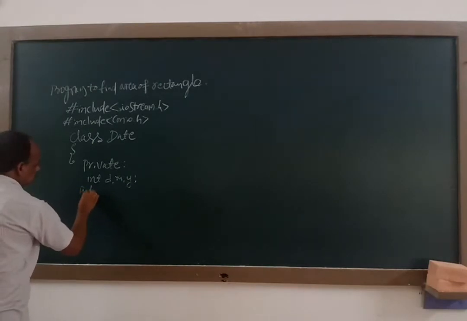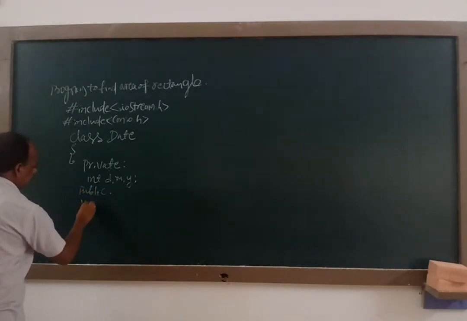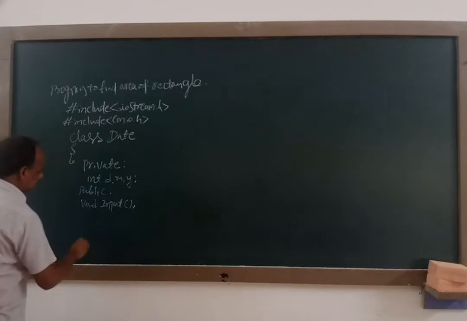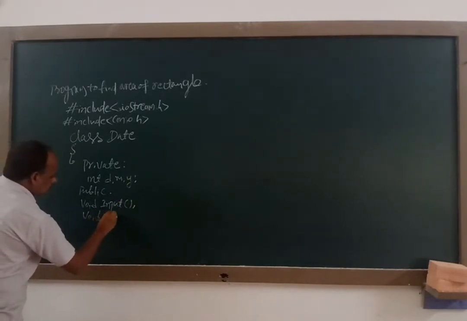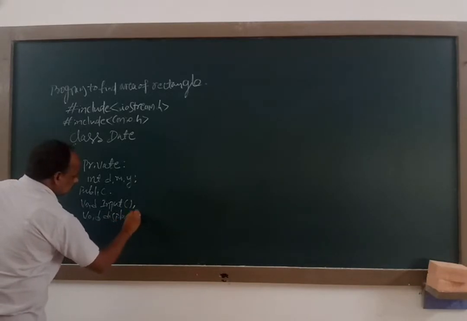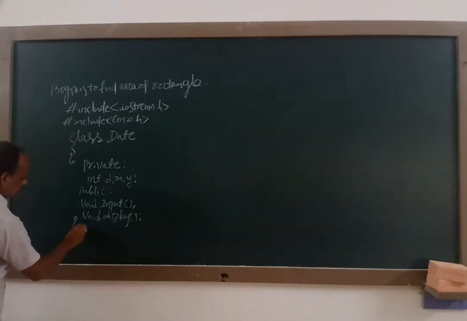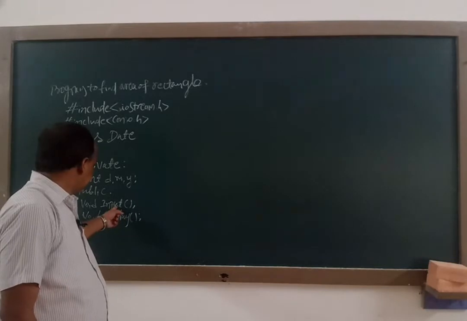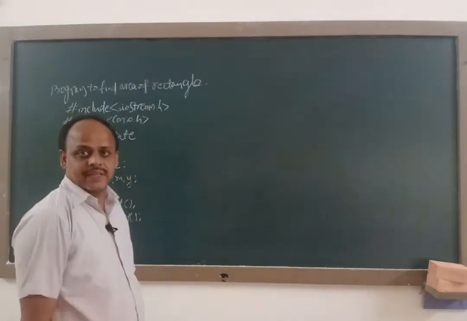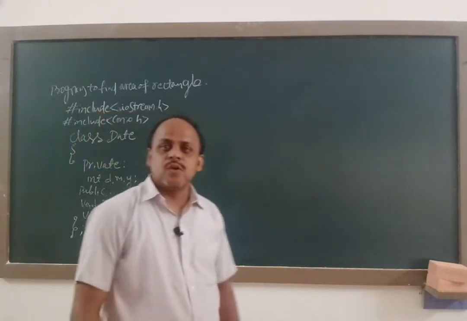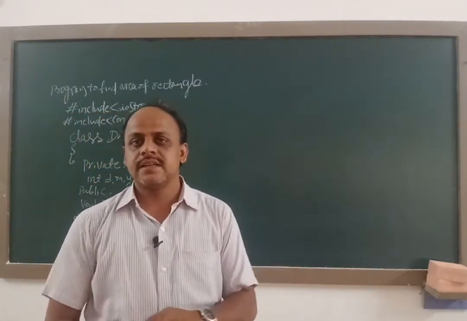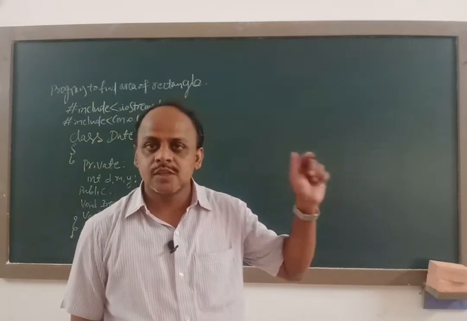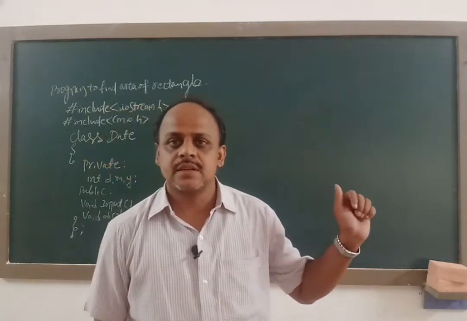Public, void input function, close the function, void display function, close the class. Now write the code for this input function and display function outside the class. How to write code outside the class? Just recall the syntax: return type specifier, name of the class, scope resolution operator, member function, right?